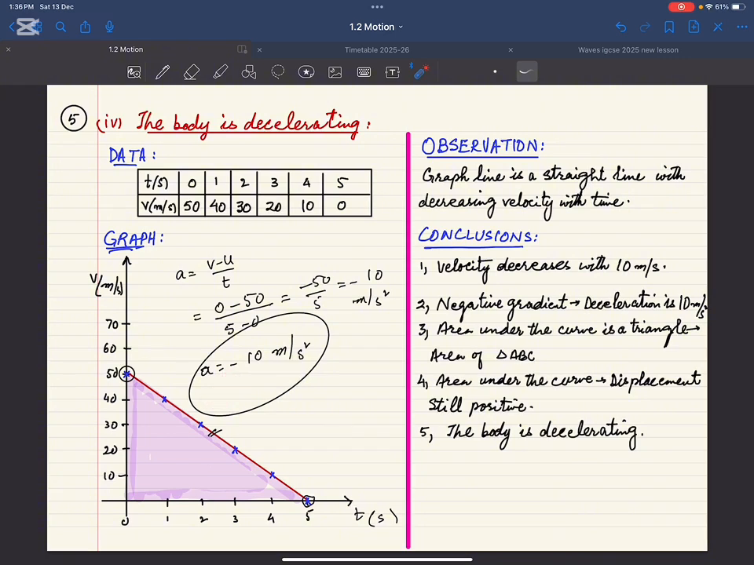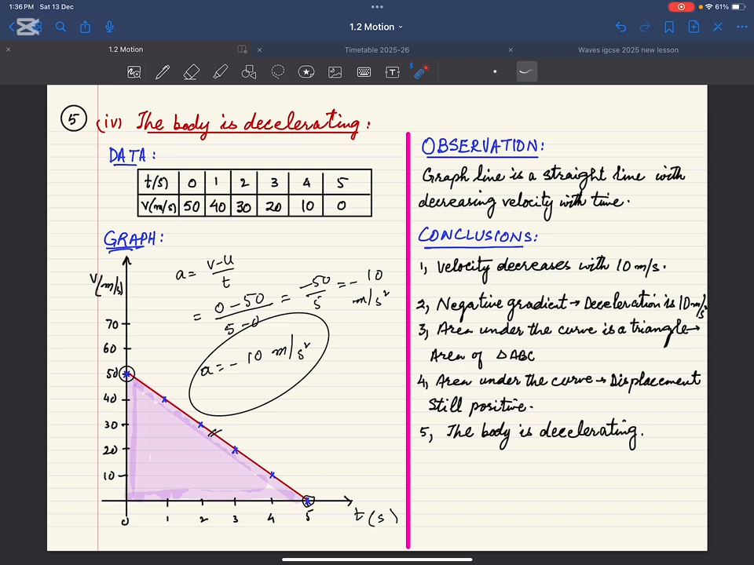So what you have to remember is not the value but the point. The point is that negative acceleration means deceleration, and this is nothing but the negative gradient of the graph, which shows this result.